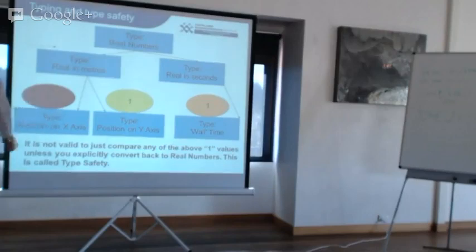If, however, you really do have some good reason to compare your 1 meter with your 1 second, you can do what's called a cast and include some code to force that to happen. But if you did that, it would look really dodgy in your model, and a reviewer would go in and ask you why you're doing it. So at least you've signaled that you're doing something unusual.